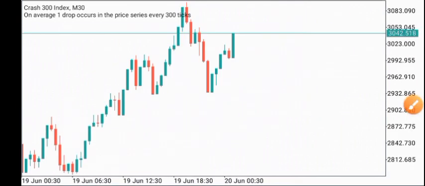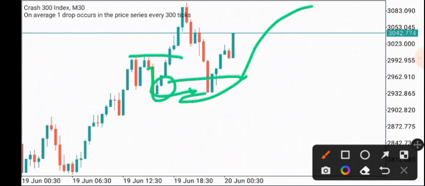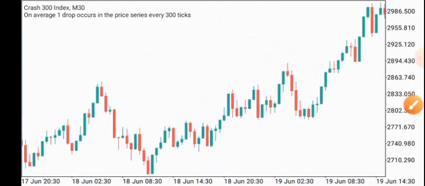Look at it here. Break of structure. This is the last opposite candle. Price came back to it, and this is it. It's going up. It's going up already. So this is how it works.